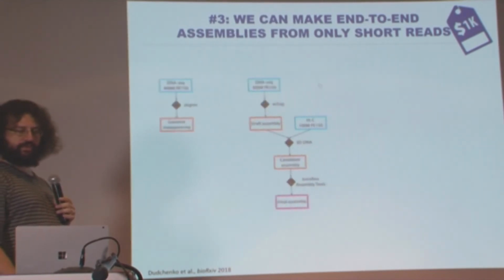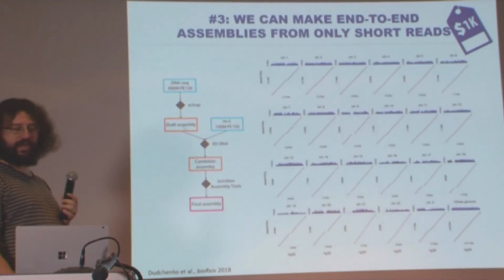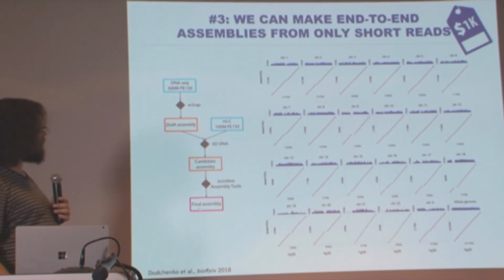And then what we'll do is we'll take W2-RAP, which is a contiger, to produce a draft assembly from the DNA-seq, and we'll use the Hi-C data to order and orient those contigs, produce a candidate assembly, and then finally review that candidate assembly with Juicebox Assembly Tools and produce a result.